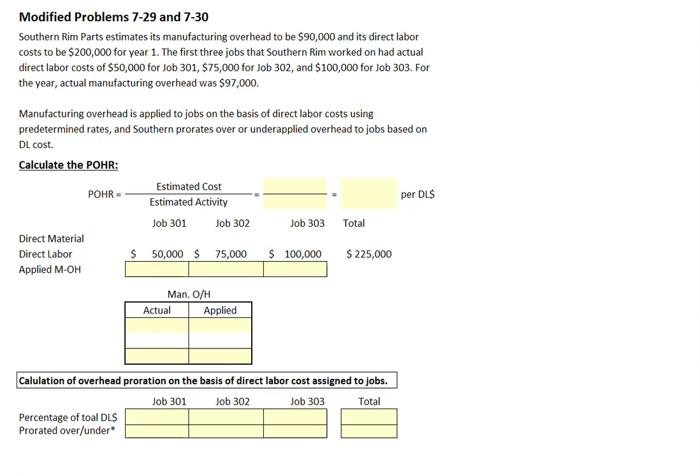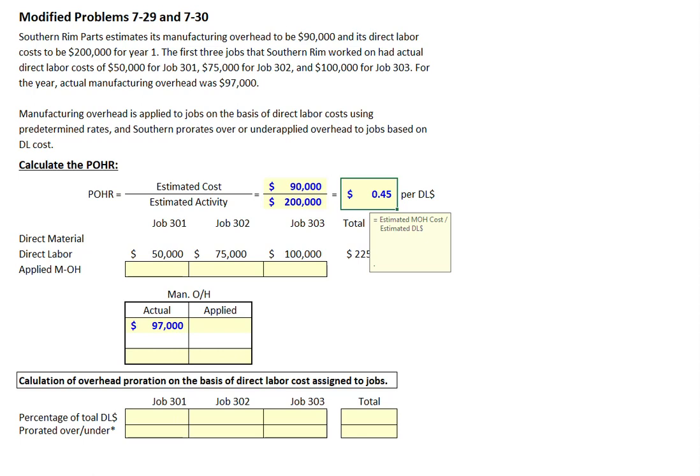Let's begin by calculating our predetermined overhead rate and picking up our given information. We were told manufacturing overhead was $97,000. Again, that was our actual manufacturing overhead. Our estimated cost for the period was going to be $90,000 in manufacturing overhead and $200,000 in direct labor dollars. So our predetermined overhead rate is 45 cents per direct labor dollar, which means every time we assign $1 of labor cost to a job, we'll assign that job 45 cents in manufacturing overhead.